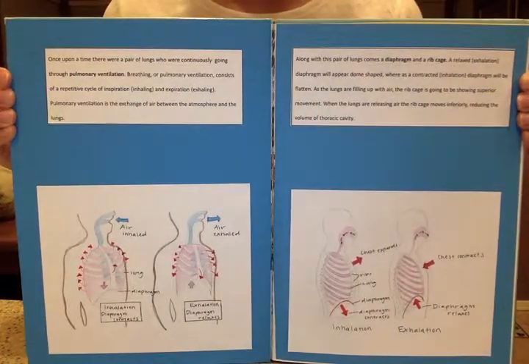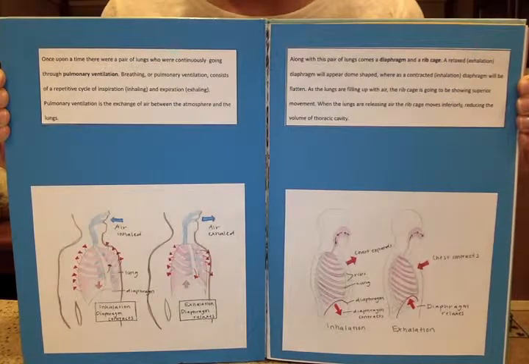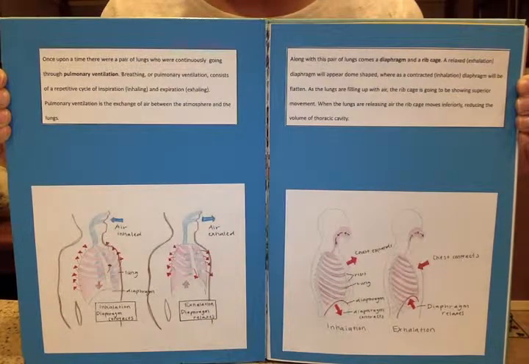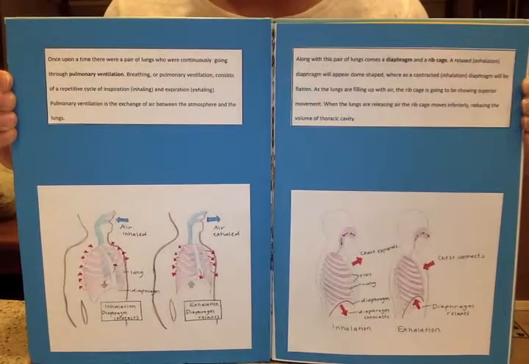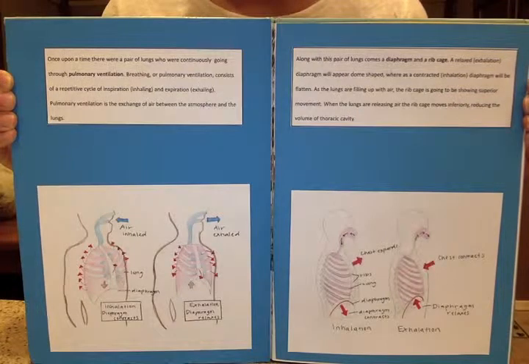Once there was a pair of lungs who were continuously going through pulmonary ventilation. Breathing, or pulmonary ventilation, consists of a repetitive cycle of inspiration and expiration. Pulmonary ventilation is the exchange of air between the atmosphere and the lungs. Along with this pair of lungs comes a diaphragm and a rib cage.